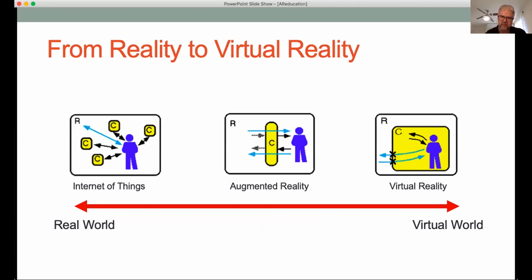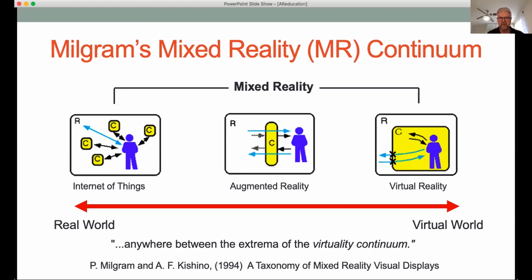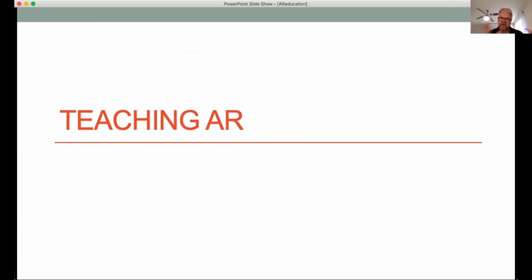This continuum is often called the mixed reality continuum. And so when you're teaching about augmented reality, it's important to situate augmented reality alongside other overlapping technologies. When we teach augmented reality in our classes, we try to provide that context. So that gives you a little bit of background, and then let's talk about teaching AR.